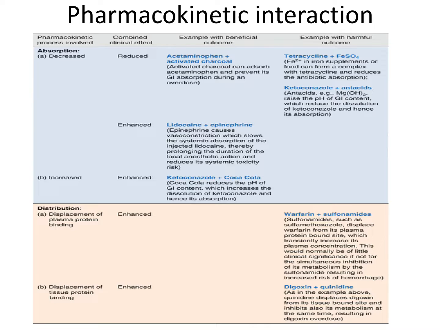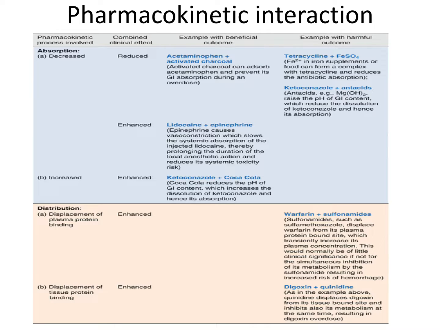There are also examples of harmful outcomes because of interference in absorption, as in the case of tetracycline and ferrous sulfate, and ketoconazole and antacids. For example, antacids raise the pH of the gastrointestinal tract, and because of that, they reduce the dissolution of ketoconazole, reducing its GIT absorption.